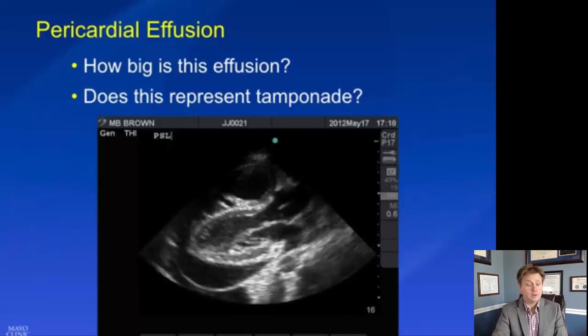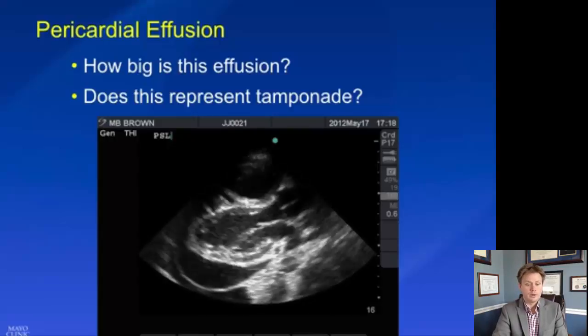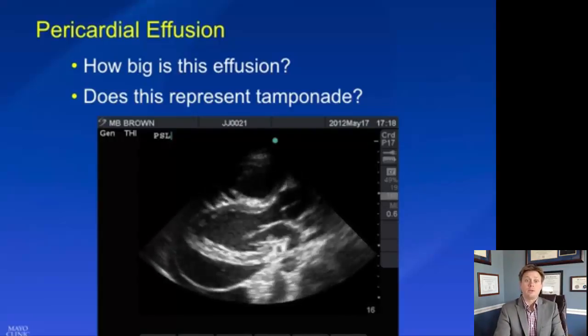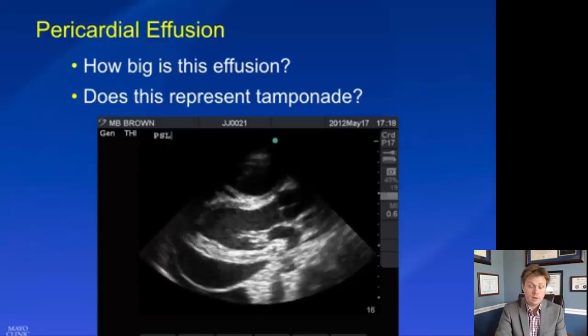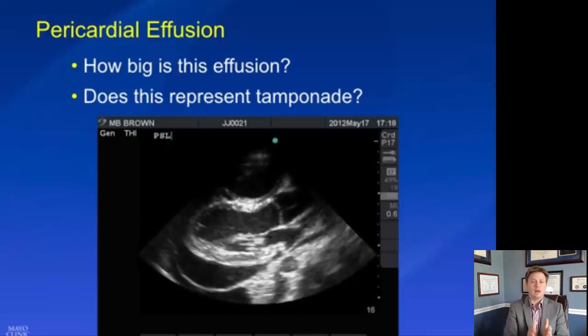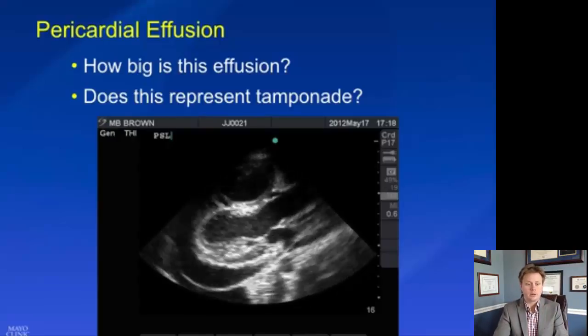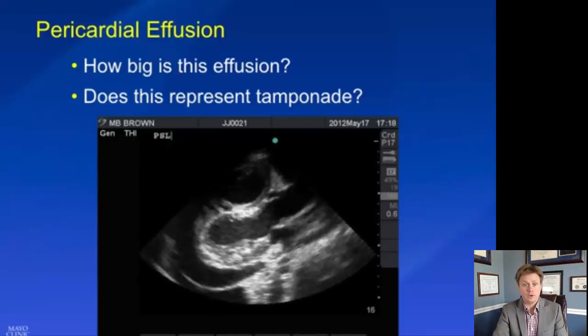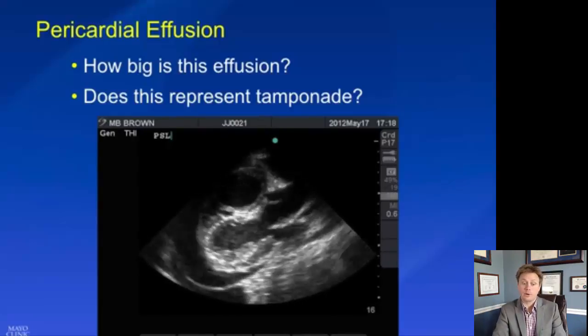Obviously, I think everybody can see here that there's a very large effusion around the heart, but the question is, does this represent tamponade? And the other thing I want you to recognize is that tamponade here is going to be a physiological and clinical diagnosis. The presence of pericardial fluid does not itself make tamponade, even when it is very large volume, as it is in this case.